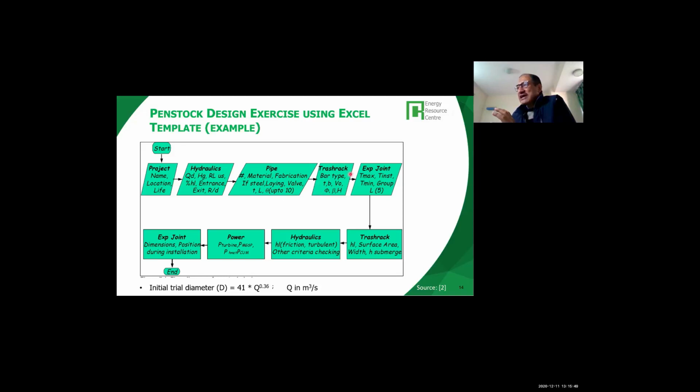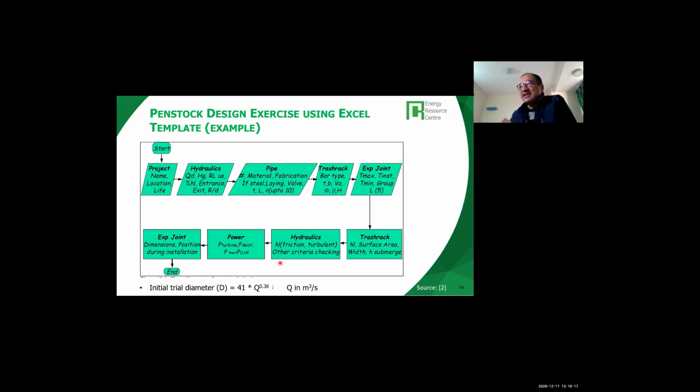You also use a trash rack. There are some parameters for the trash rack. Then the expansion joints have some parameters. Then based on these, you also calculate the head loss in the trash rack, the surface area, like we did. This trash rack design is similar to the design we did for the intake. The side intake, we also designed the trash rack. So we use the same method to design this.